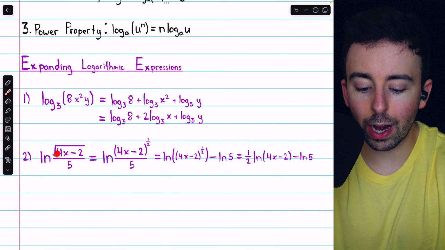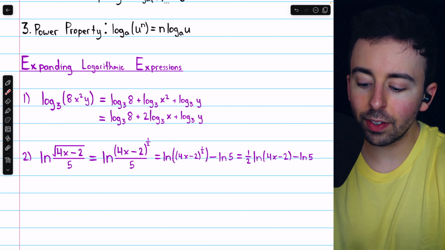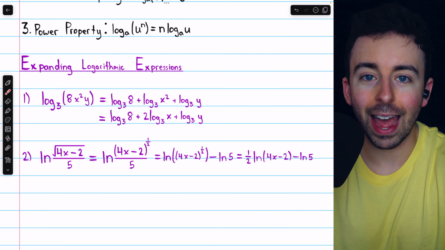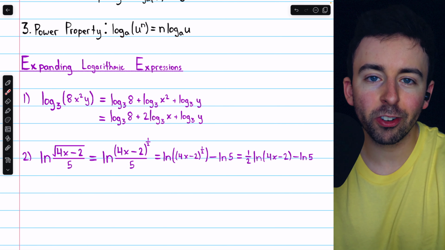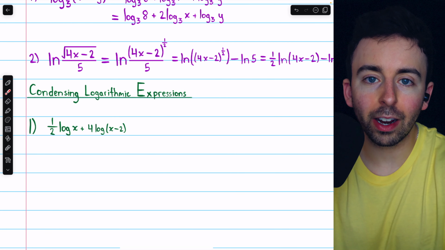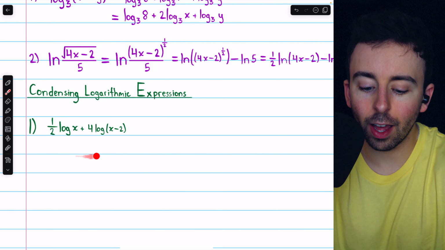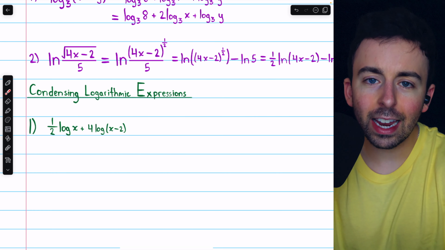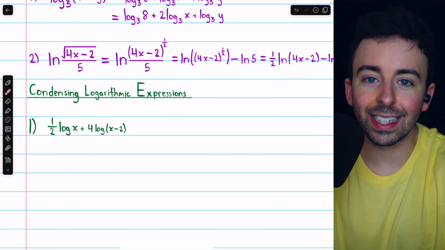Now, instead of a square root and division, all we have is subtraction and multiplication by 1/2. By expanding the expression, we simplify the operations. Of course, we can also go the other direction. We can take an expanded logarithmic expression like this and use our log properties to condense it.